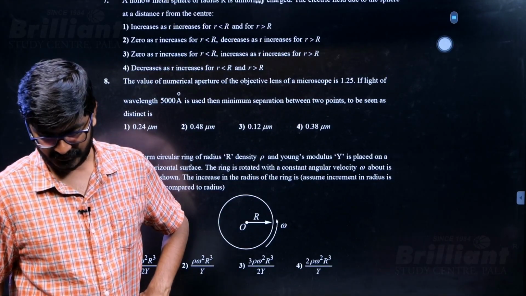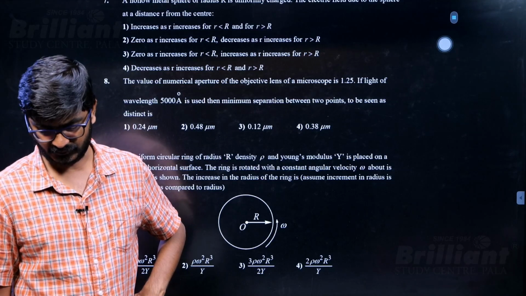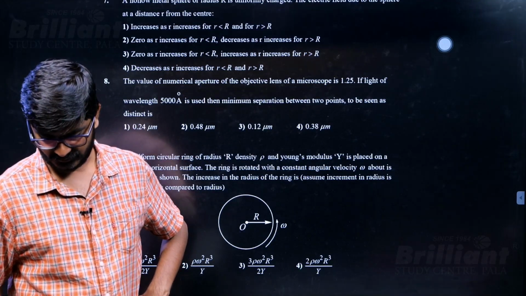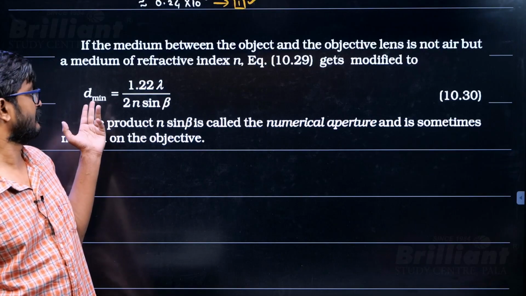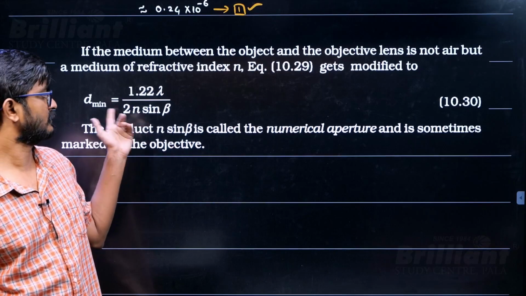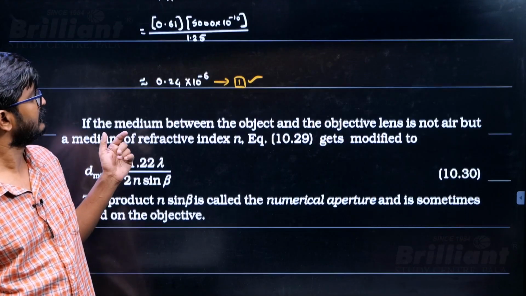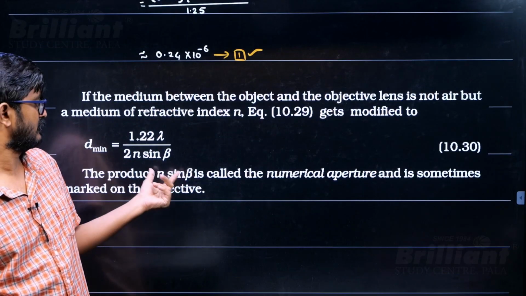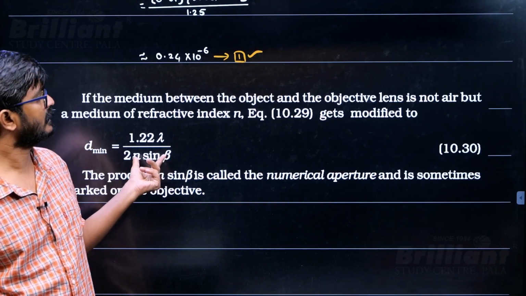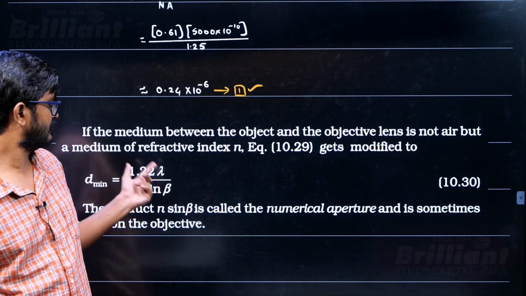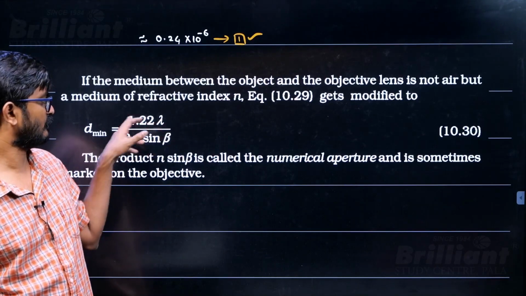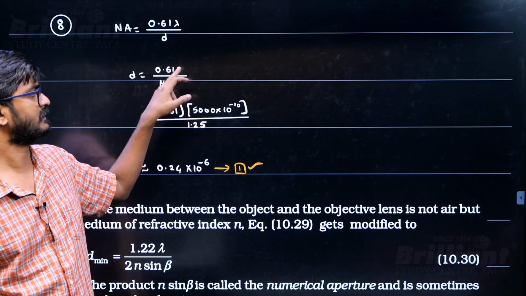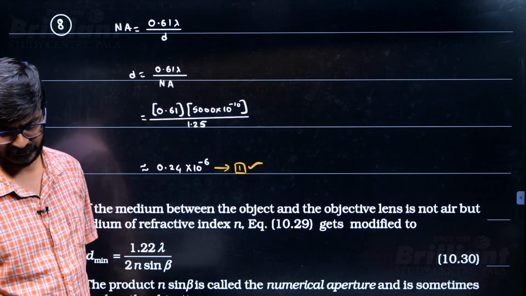The value of the numerical aperture of the objective lens of a microscope is 1.25. If the light has a given wavelength, then what is the minimum separation between 2 points to be seen as distinct? That's the minimum distance between 2 points which you can see. This is n sin beta, the numerical aperture. So you can take it as 0.61 lambda by numerical aperture. These two values are given in the question. Just substitute and get the answer.